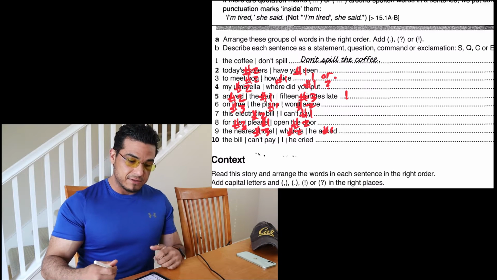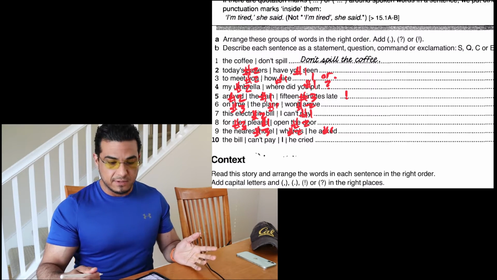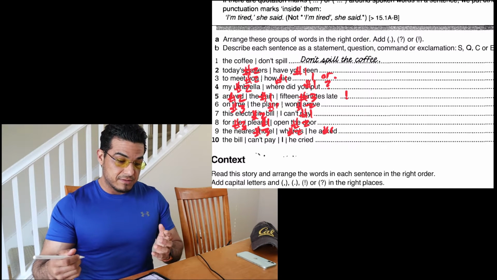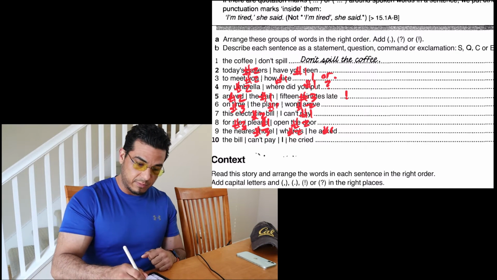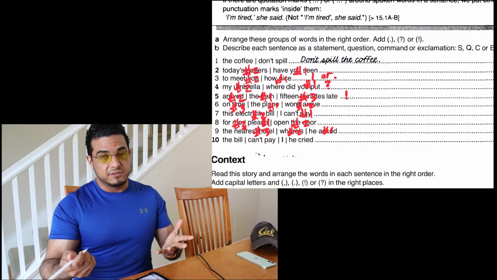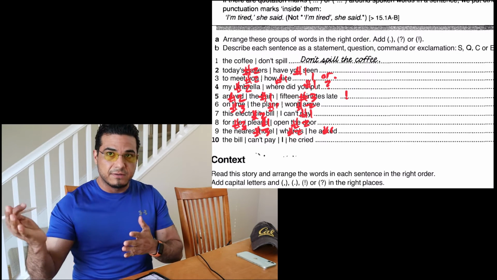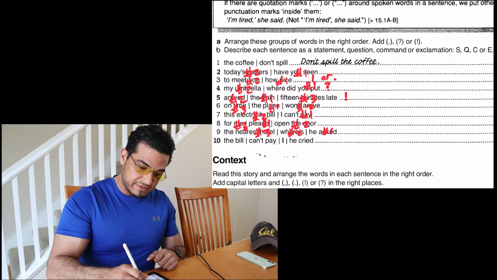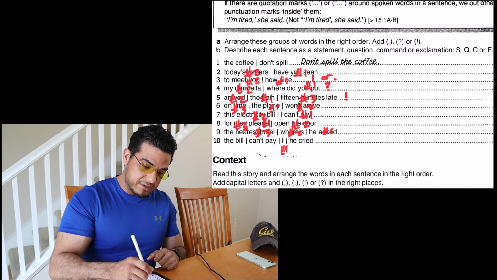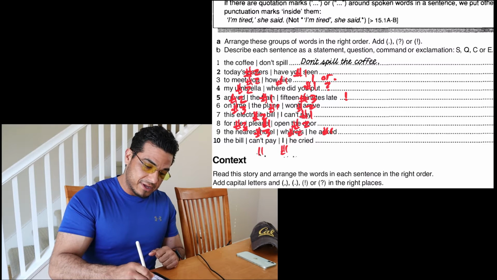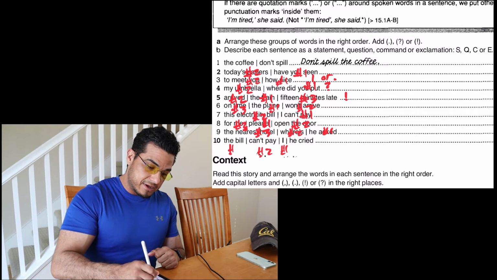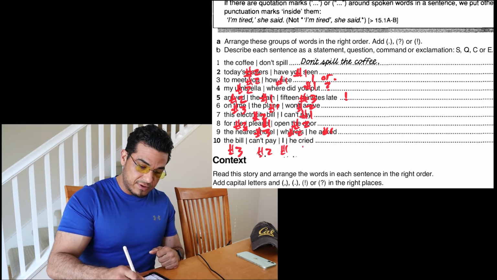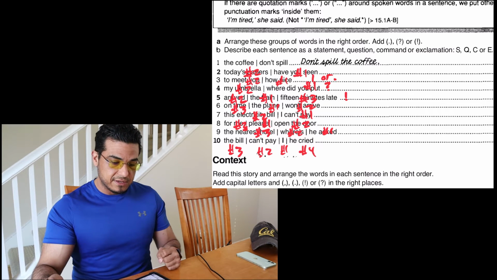All right, number 10, "the bill, can't pay, he cried." Should be "I can't pay the bill," he cried, is probably the best way. Or if you wanted as well, you could start with "He cried, 'I can't pay the bill.'" Either way works. So for me, I'm just going to leave it as "I can't" being number one. So "I" being number one, "can't pay" being number two, the object being number three, and then "he cried" is going to be the conclusion of that sentence.